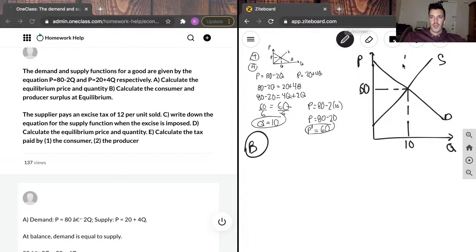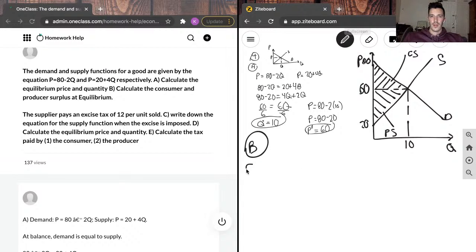So next thing we need to do, well, first I suppose we should remember that this in here is the consumer surplus, and this in here is going to be the producer surplus. So if we look at our demand equation, which is 80 minus 2Q, when the quantity is 0, we know that the price is going to be 80, so we can draw that here. If we look at our supply equation, 20 plus 4Q, we know that when the quantity is 0, price is going to be 20. So we can draw that here. So we know the consumer surplus is this area in here, and the producer surplus is going to be this area in here.